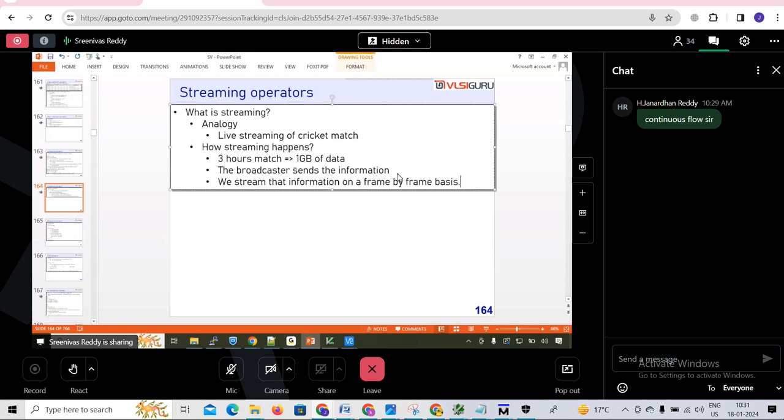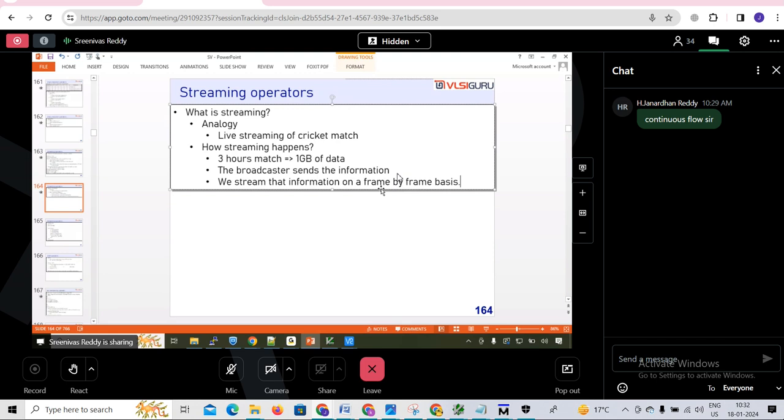That is a concept called DisplayPort, a protocol which tells how that works. Anyway, let's not go there. Let's come back to the streaming operator. So we as a user stream the data coming from the broadcast. How are we streaming? Frame by frame basis. Whatever frame I am seeing now at, let's say, 10:30, by 11:30 that frame would have gone 1 hour back.